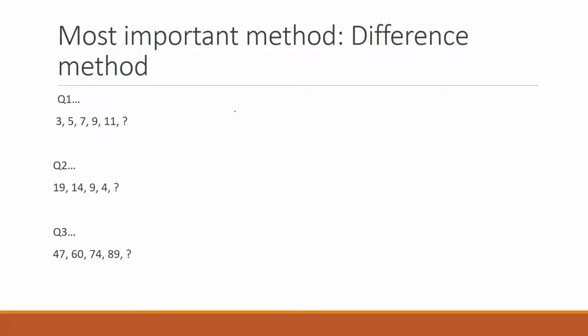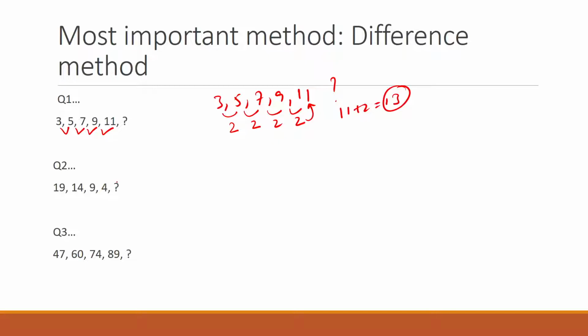So let us start with the first difference method. A difference method simply means that I take the difference of two consecutive terms. Suppose we take 3, 5, 7, 9 and 11. These are just odd numbers, so you could have figured that out by this time. The difference remains the same here, that is 2, 2 and 2. So naturally, what will be the next term? The next term will be a simple addition: 11 plus 2, that gives me 13. So this is your answer for the first question.